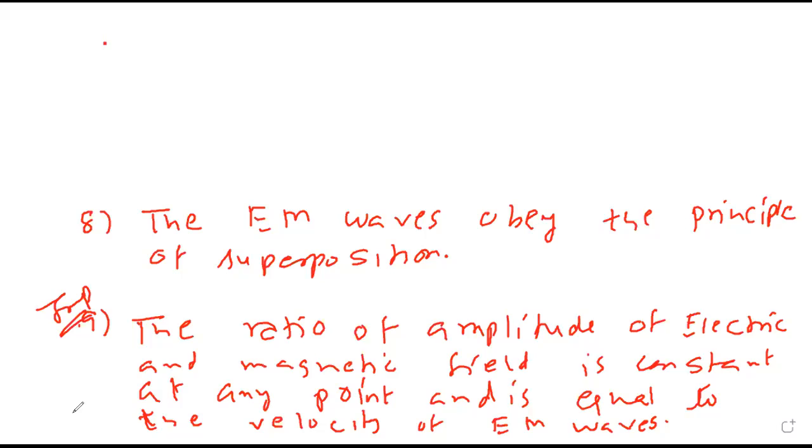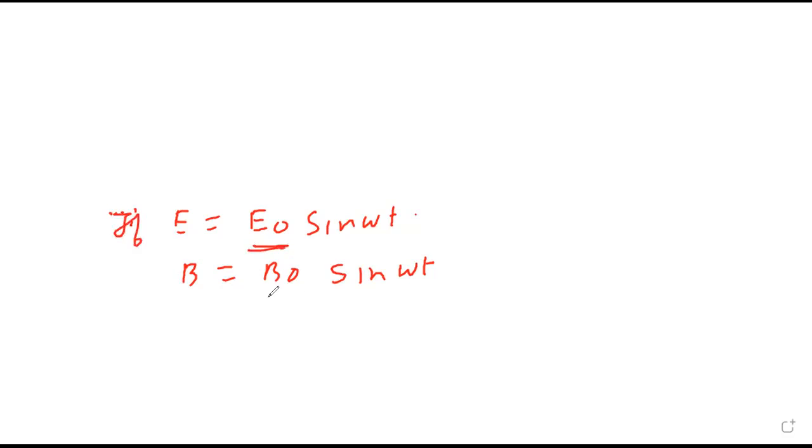Completed? Done, sir. Okay. So ratio of amplitude of electric and magnetic field is constant at any point and is equal to velocity of electromagnetic wave. See what does it mean? Since E is E naught sine omega t, that means it is sinusoidal function, and B is B naught sine omega t, then this is called amplitude of electric and this is called amplitude of magnetic.